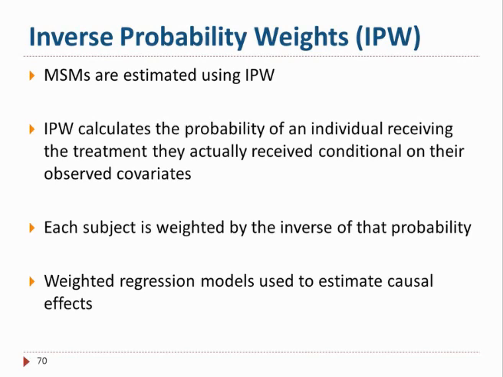You calculate the probability of an individual receiving the treatment they actually received conditional on their observed covariates. So you want to know what's the probability that I had the estrogen levels that I actually did, based on my age, my BMI, and my other hormone levels. And so we're going to get this probability for each person. We're going to weight each subject by the inverse of that probability. Once we have the weights, then we run a weighted regression model to estimate the causal effects and the parameters of the marginal structural model.